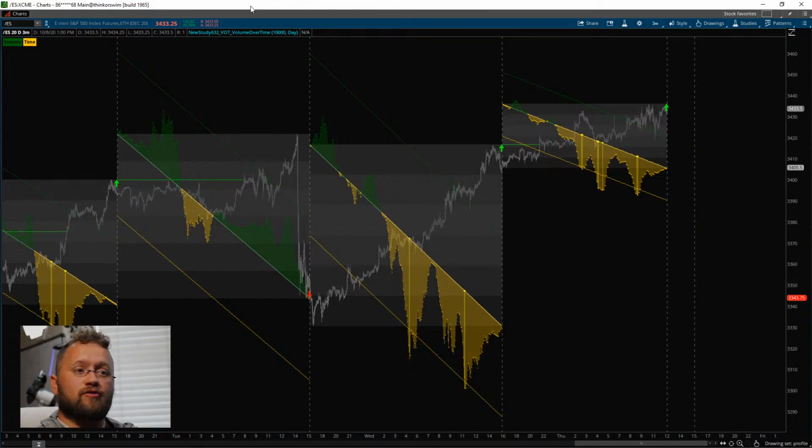So hopefully that's a good overview of how to use this indicator. It's supposed to be simple, supposed to be clear, straightforward. It's built like a volume profile indicator, so expect it to update itself like a volume profile indicator.